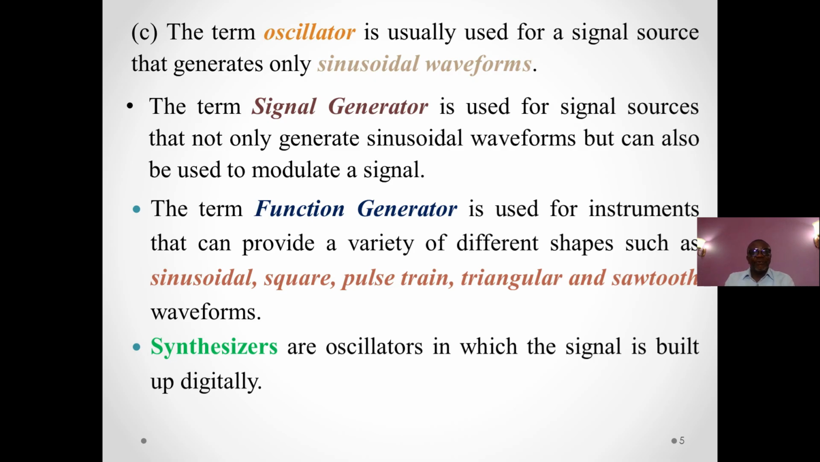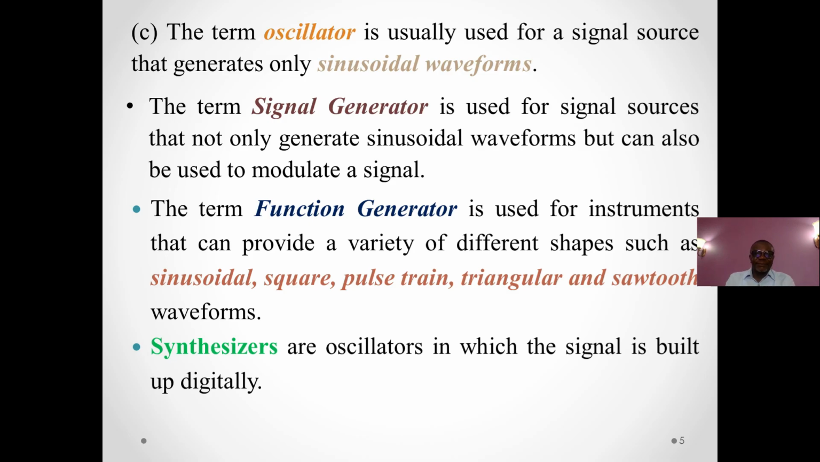The term function generator is used for instruments that can provide a variety of different shapes, such as sinusoidal, square, pulse train, rectangular, triangular, and sawtooth waveforms. So, an equipment you call a function generator will be able to generate various different shapes of waveforms.